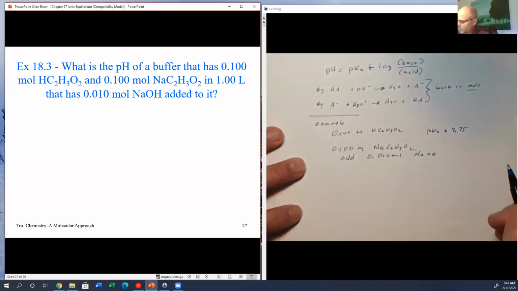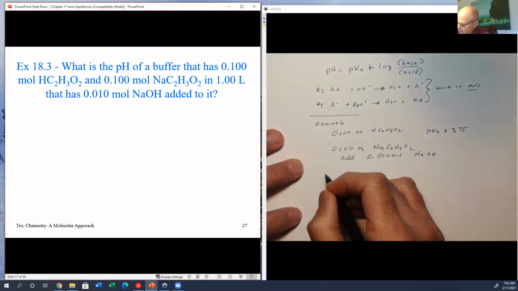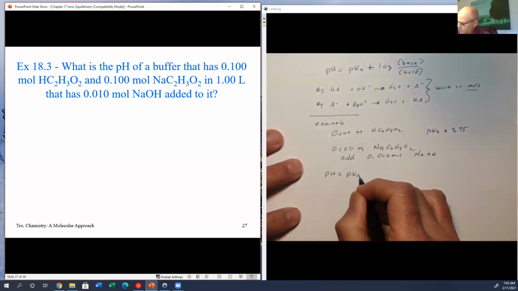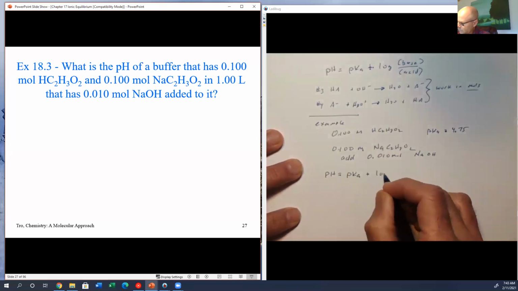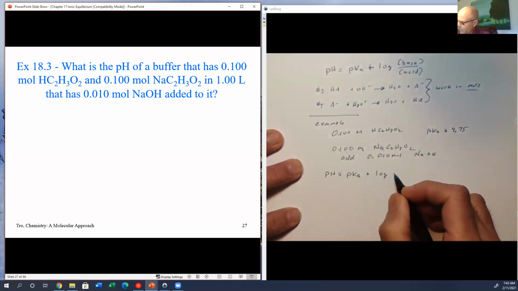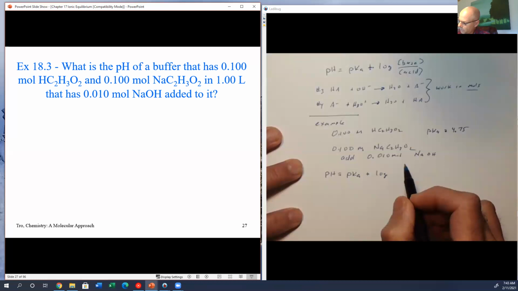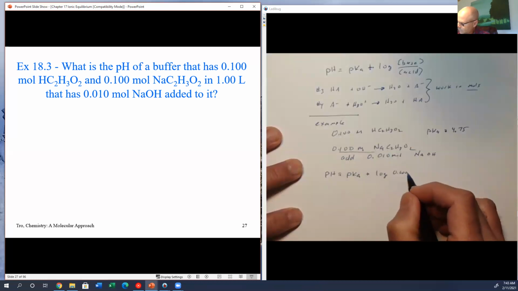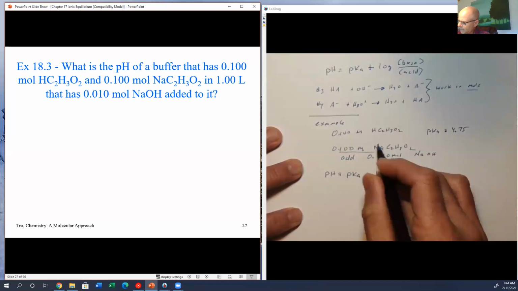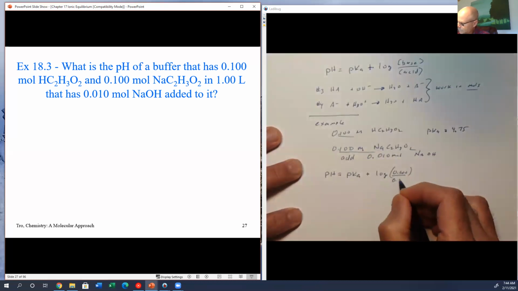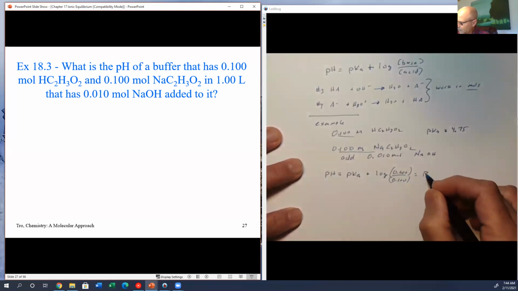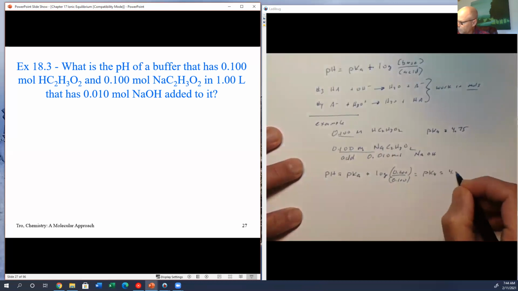So the first thing to remember, let's just review really quick. What is the initial pH of this buffer? We just plug into this equation. Log of the concentration of the base, right? The base in this case is this one. And the acid is this one. So since this ratio is equal to 1, log of 1 is 0, the pH is just equal to pKa, which is equal to 4.75.